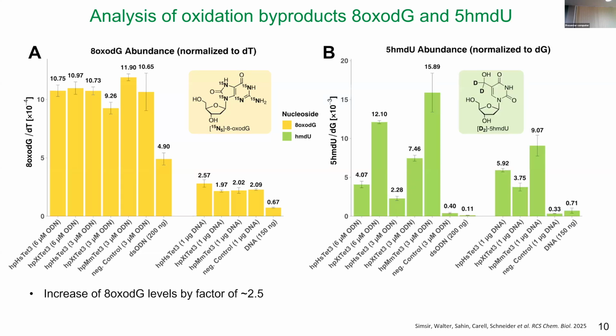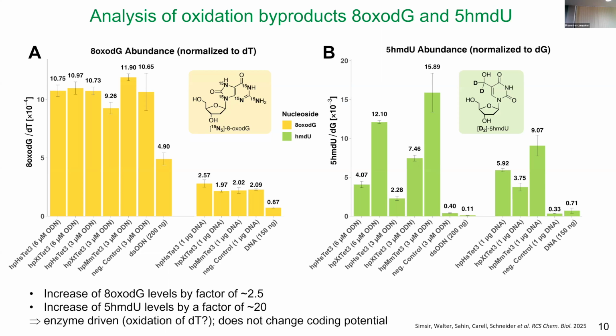And we also looked at the formation of 5-hydroxymethyluridine. And here we see also an increase. This could maybe be enzyme driven, that maybe once in a while the Tet3 also oxidizes the thymine, but this does not actually change the coding potential.